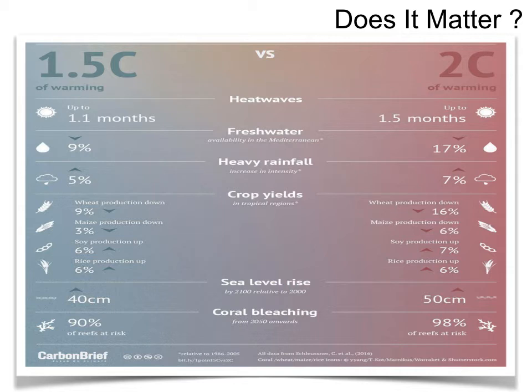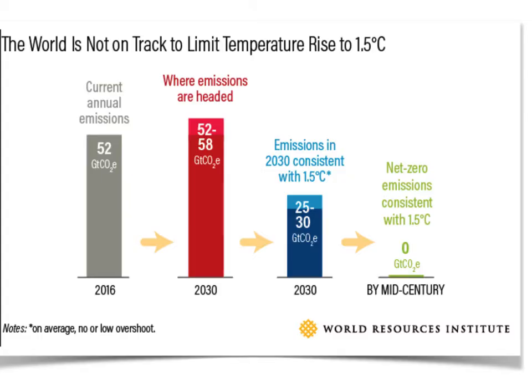Our target is at least to make it less than 1.5 degrees centigrade by 2040, and gradually try to make it zero increase. That is the whole target. And this is the present status of that.